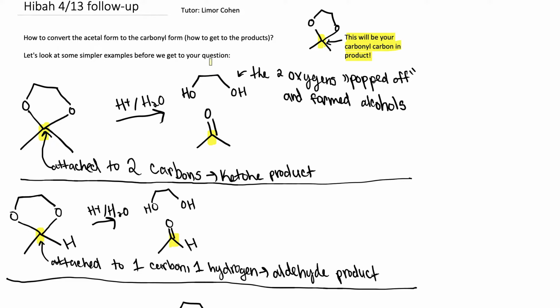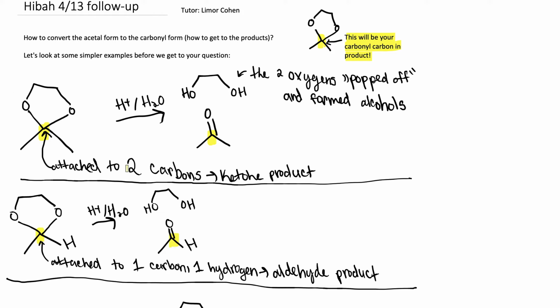So basically, what I like to memorize, because the mechanism for converting them is kind of confusing, is that this carbon right here, this carbon that's attached to two oxygens, is going to be the carbonyl carbon in your product. Since your product is a carbonyl, this carbon attached to two oxygens will be the carbonyl carbon. And basically what happens to these two oxygens is that in our product, they pop off and form alcohols. So this molecule splits apart into one, a carbonyl, and two, an alcohol.